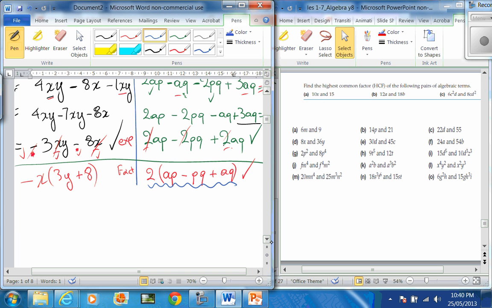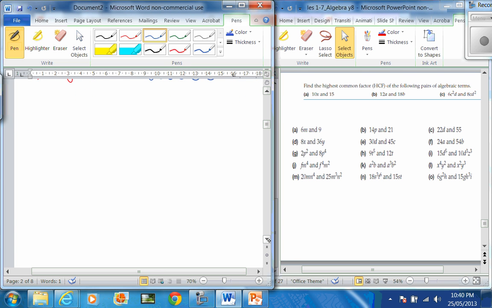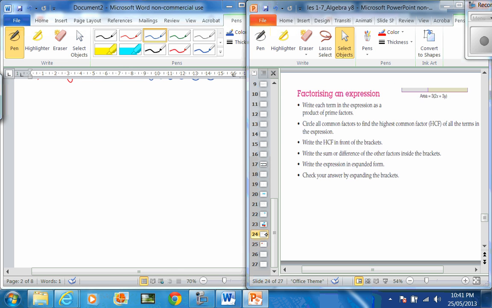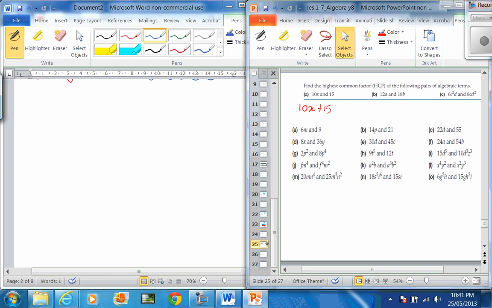Which one I'm going to use? Which one? I'm starting from something easy and we go to hardest. I'm trying to do these examples first because here it's better. And I'm going to write them on here. It tells me 10x plus 15. What's the common factor? The exercise tells me, remember, write each term in expression as a product of prime factors. Let's start working with this. So this is product of prime factors. Can we remember what it is? I think it is 2 times 5 times x, okay, plus 3 times 5.